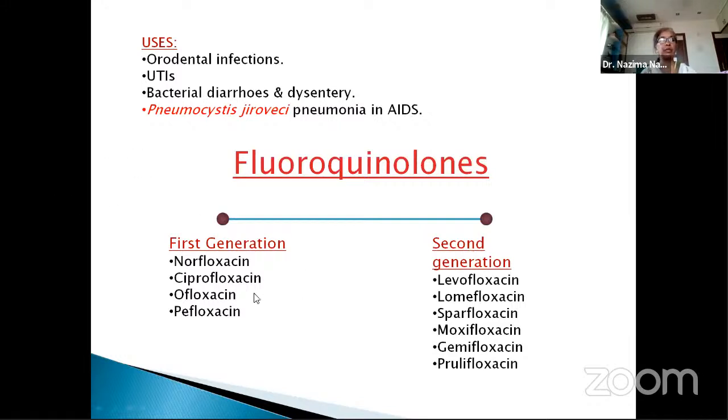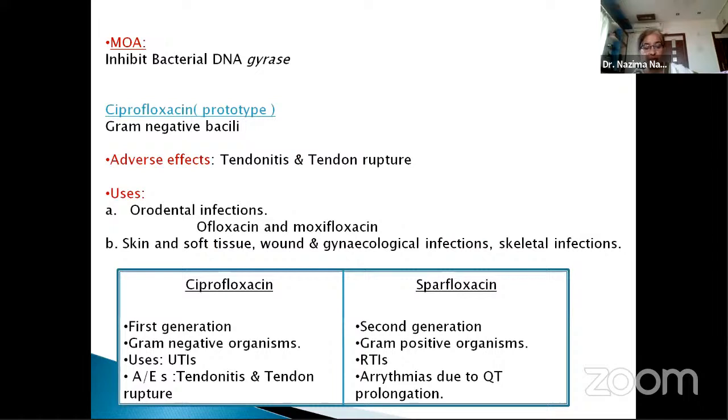First generation drugs are the older drugs like norfloxacin, then we have ciprofloxacin, ofloxacin, and pefloxacin. The second generation drugs, which are the newer drugs, include levofloxacin, lomefloxacin, sparfloxacin, moxifloxacin, gemifloxacin, and prulifloxacin. Now this topic, fluoroquinolones, is an important topic. You can be asked a full question on this topic about the classification, the mechanism of action, and the uses as well as the adverse effects of this group of drugs.